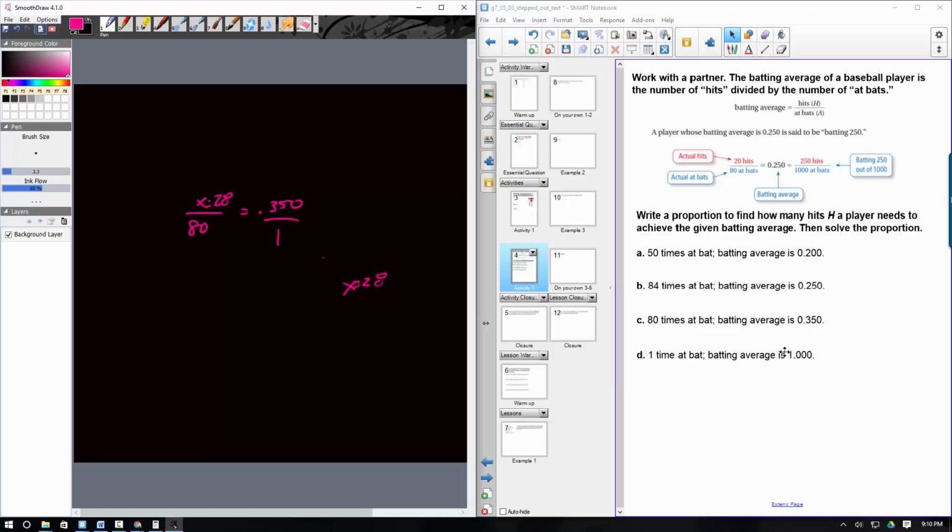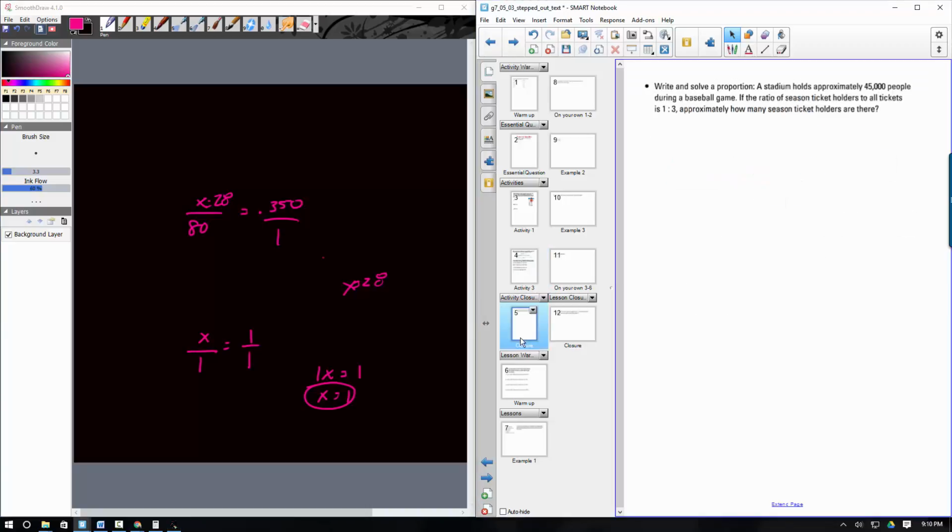Now, if I'm at 1 time at bat, and my batting average is 1, well, then let's look at that. So 1 is on the bottom, my x is on top, and 1 is up here, 1 over 1. Well, 1x equals 1. So x equals 1. That means that my 1 time at bat, I also got a hit.